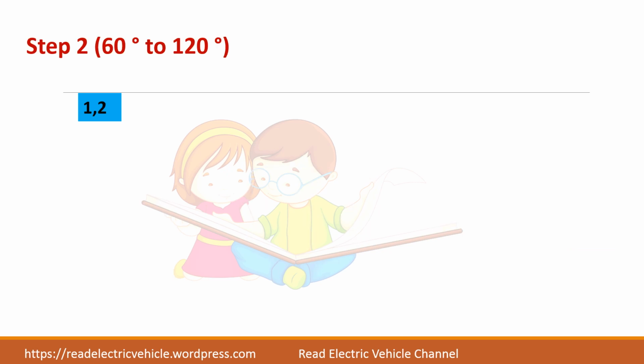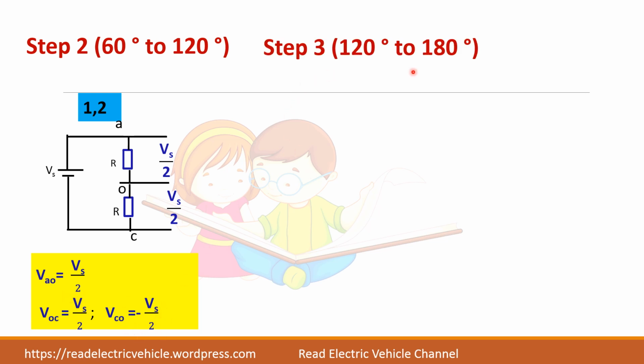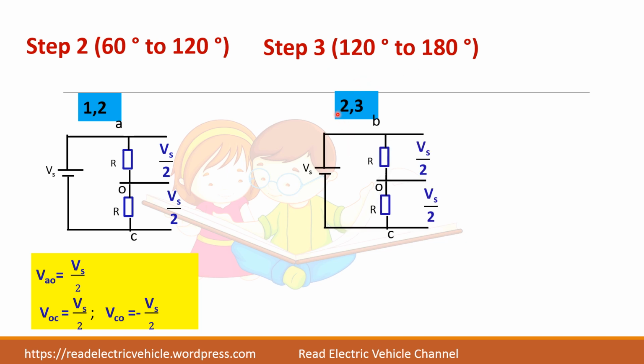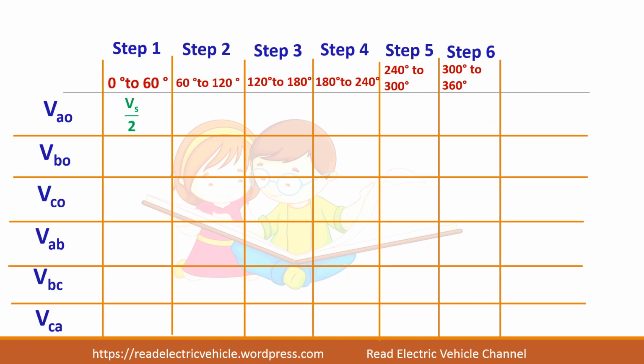So in step 2, 2 devices 1 and 2 are in conduction. So 1 is the upper device connected to A phase and 2 is the lower device connected to C phase. So you write the formula directly. AO and CO you will get. Similarly, you can do it for step 3. So 2 belongs to C phase and it is the lower device, and 3 is the upper device connected to B phase. So B phase and C phase voltage you will get. Similarly, you can do it for the remaining steps and directly fill up the table.